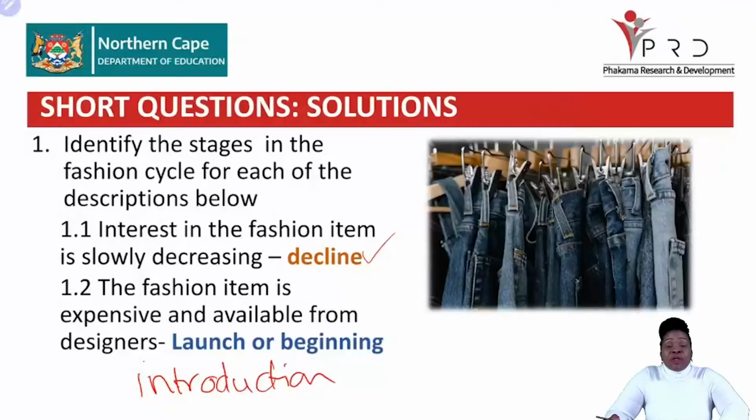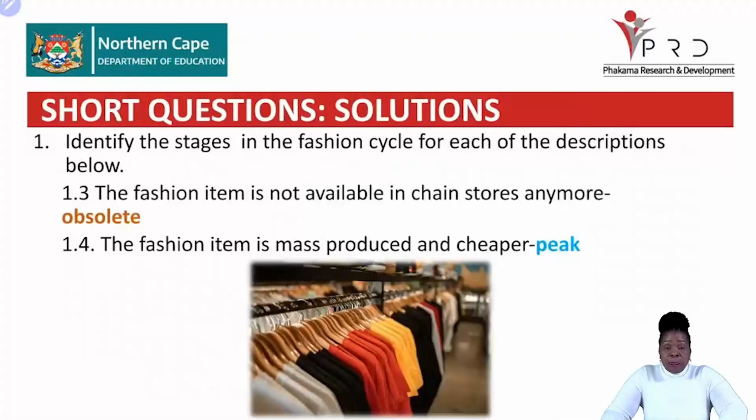I'm sure grade 12, you remember about the fashion cycle, right? And then let's go to our next solution. 1.3 reads the fashion item is not available in chain stores anymore, and our answer is obsolete. Our 1.4 says the fashion item is mass produced and is cheaper. So our answer is peak.